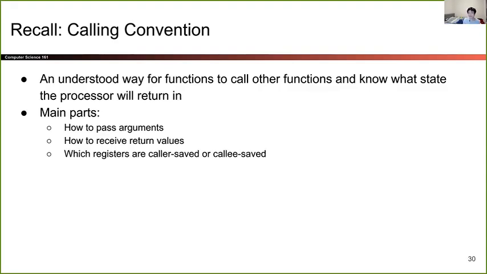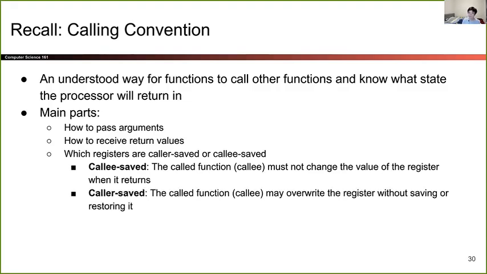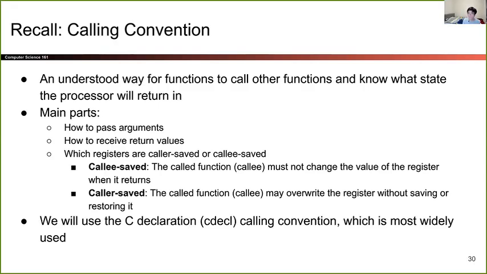Finally, I have to know which registers are caller saved and callee saved. Callee saved means that the called function can't change the value of the register when it returns. It can change it in between, but when it returns from the function, it has to be its original value. By contrast, caller saved means that the called function is allowed to overwrite the register, and it's up to the caller to save the register if it wants to keep that value.